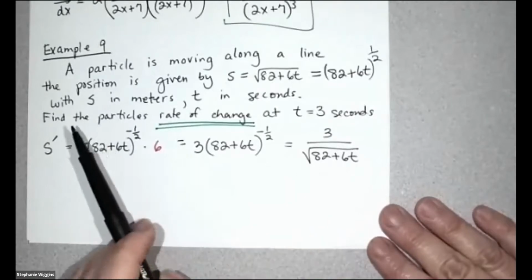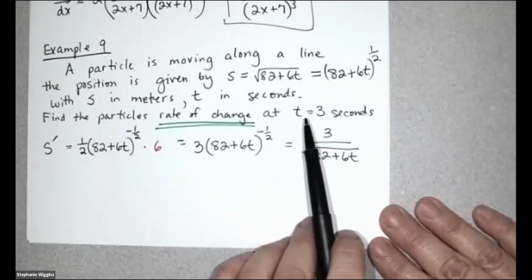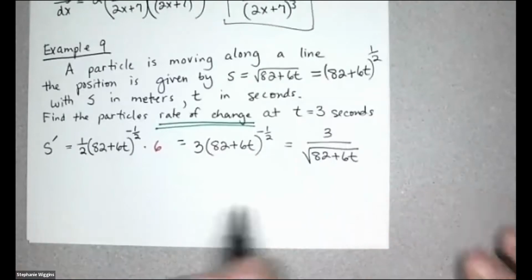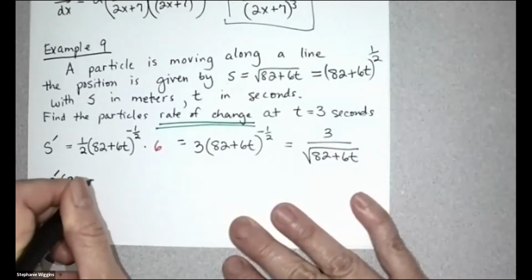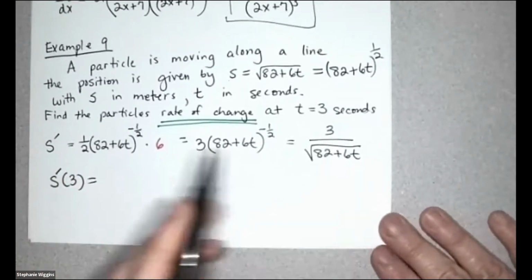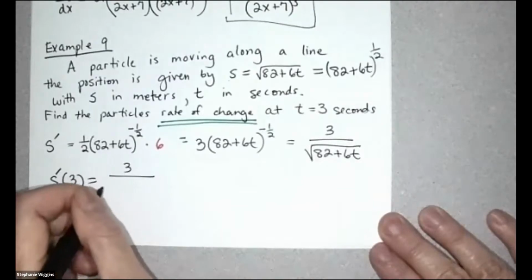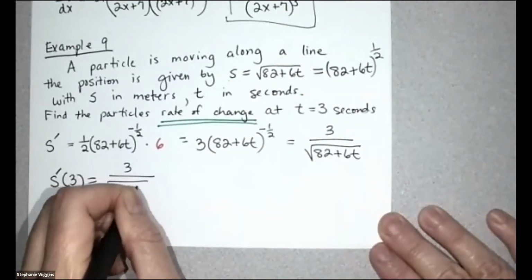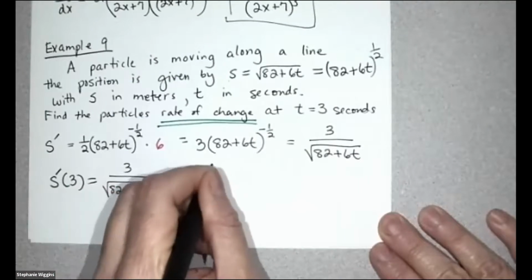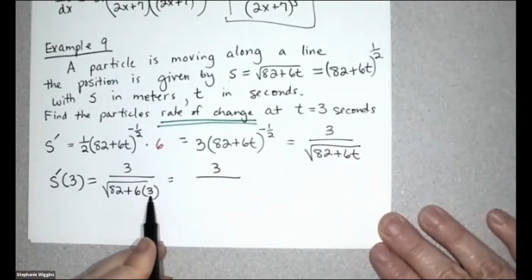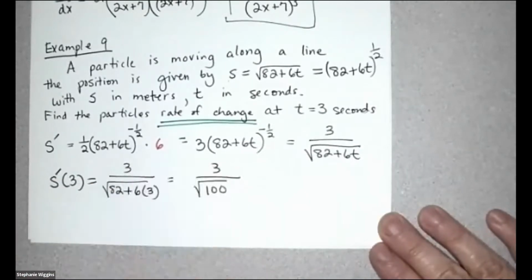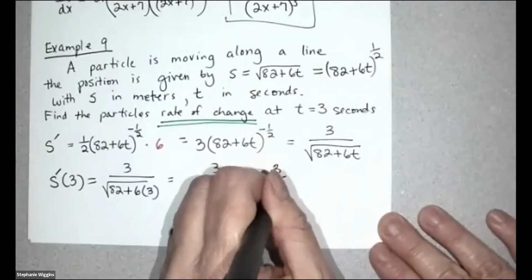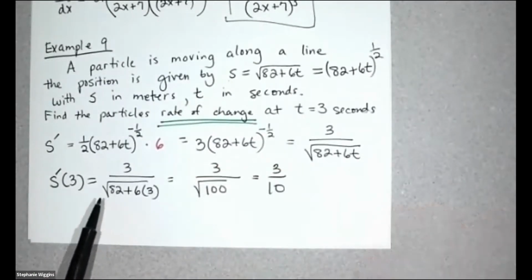But the question says find the particle's rate of change at t equals 3 seconds. So I want to calculate S prime evaluated at 3. And so I plug in 3 here. I get 3 divided by the square root of 82 plus 6 times 3. 82 plus 6 times 3, that's 82 plus 18, which is 100. The square root of 100 is 10. So this is going to be 3/10. And the rate of change would be in meters per second.